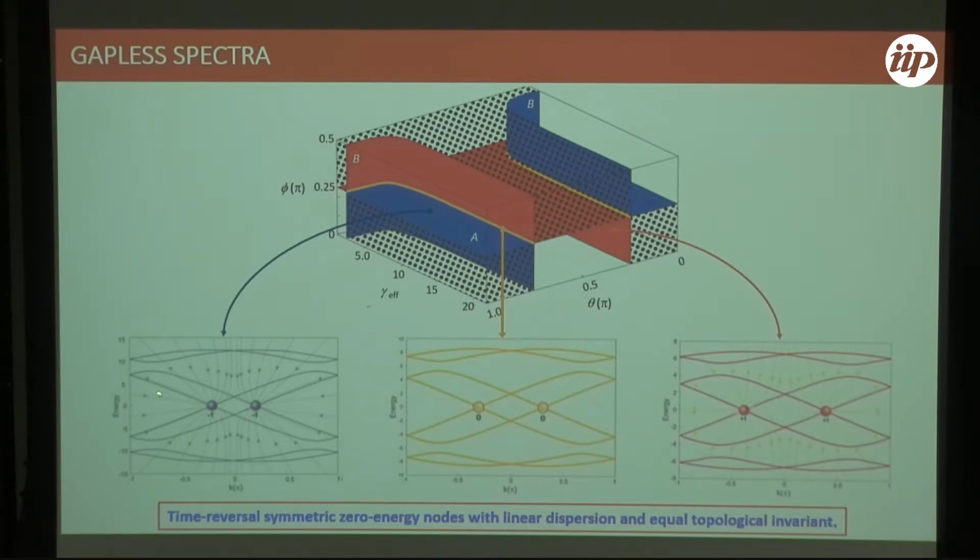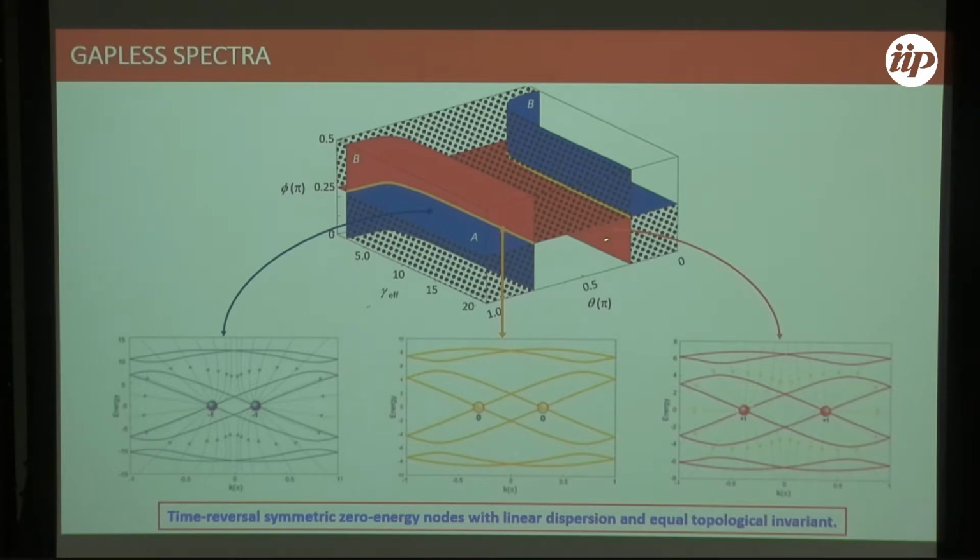And we see that the way the system becomes gapless is through the formation of time reversal symmetric 0 energy nodes, which have linear dispersion around the points where the gap closes. And the topological invariant, the modified winding number, exactly at these nodes takes on values -1 here and -1 here. So equal topological invariant.